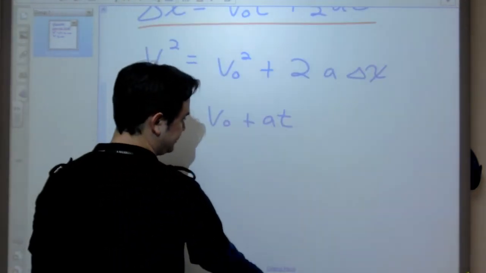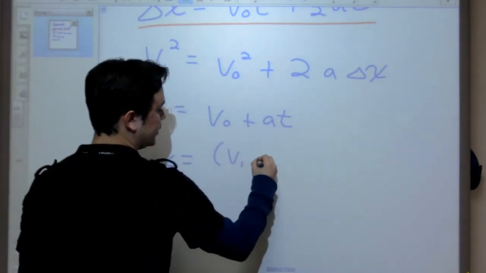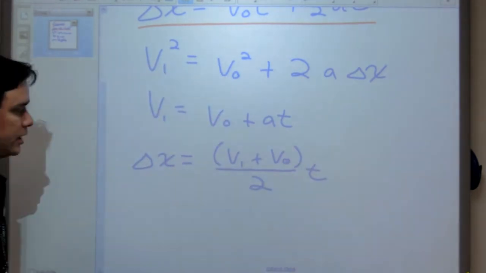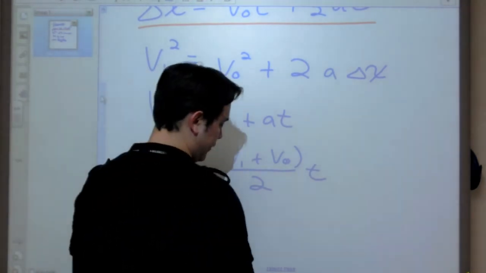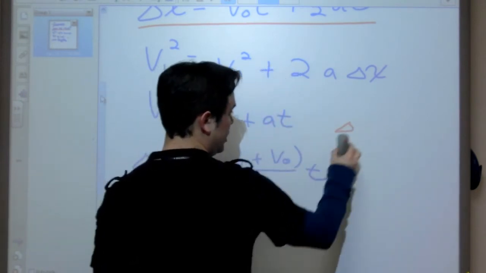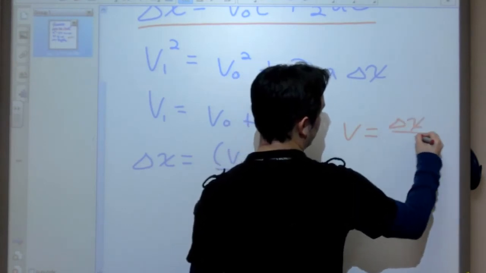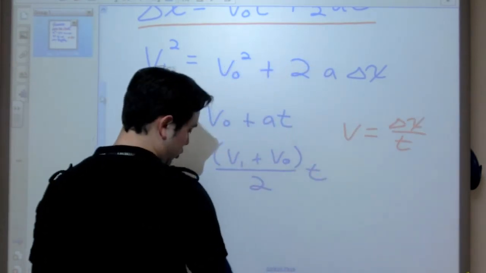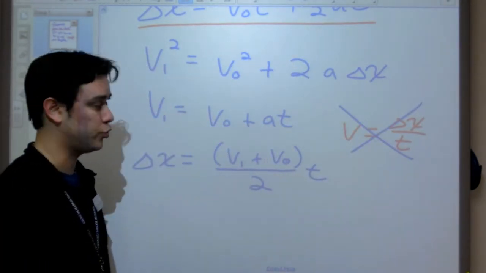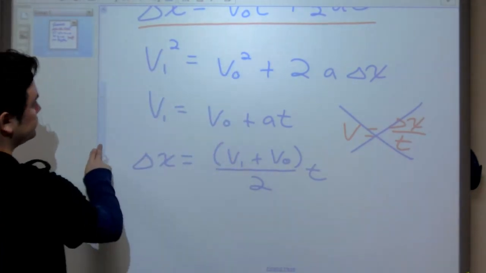Now, one of the others that is listed is that delta x equals v final plus v initial divided by 2, times t. The main reason that I bring this up is one of the things that you want to be very careful of. I've seen many students do this recently, where they say that your velocity equals your displacement divided by your time. This is not always true. Be careful relying on that. That is only true when you have zero acceleration, I believe. I'd have to double check, but yes.